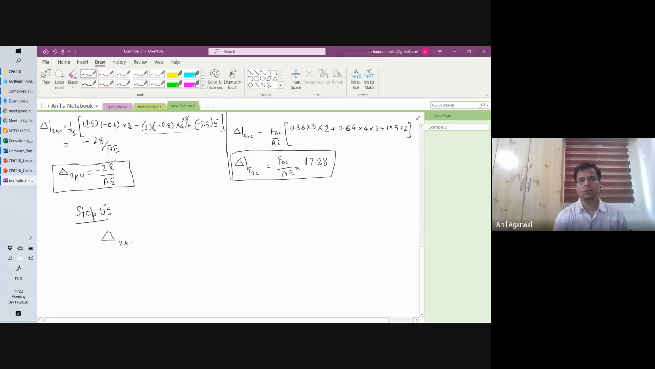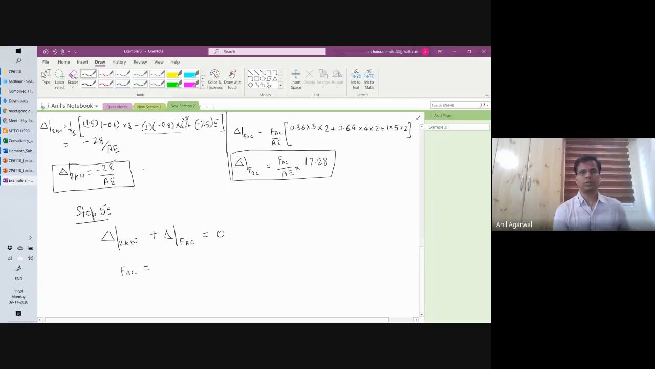Delta because of 2 kilonewton plus delta because of FAC, whatever it is, will be equal to 0. What does that mean? That basically you can solve, you got only one equation. Why did you get only one equation this time? Because there was only one static indeterminacy, or only one redundancy, only one compatibility equation.